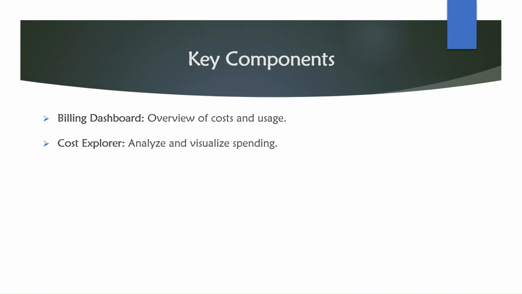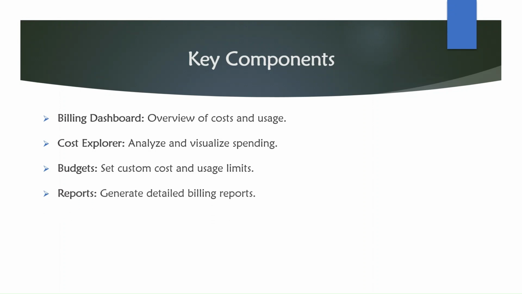Cost Explorer allows users to explore detailed billing data, filter by services, region, or tag, and visualize cost trends over time. This tool helps in identifying spending anomalies, comparing usage across different periods, and optimizing resource allocation. Next, budgets. AWS Budgets enable users to create custom budgets based on cost or usage thresholds. Alerts can be set to notify users when their limits are about to be exceeded, helping prevent overspending and ensuring the budget is adhered to.